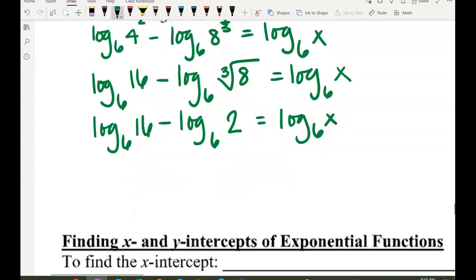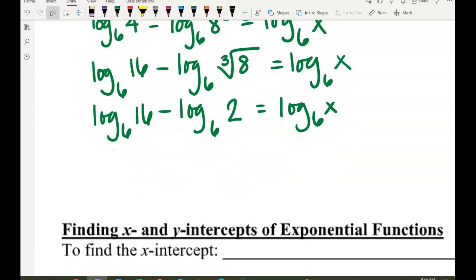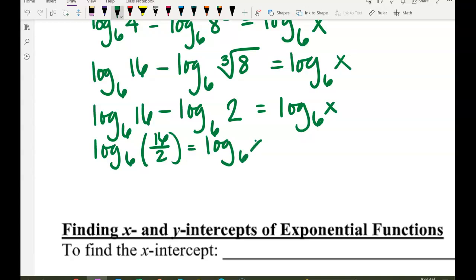to get it down to 1 log on each side. Subtraction in log will make it a what? Division. So 16 divided by 2 is what? 8. I'll write this step because some of you can go straight here, write 8, and that's okay. If you are comfortable with that, go for it. If you're not, write this step and then write 8.